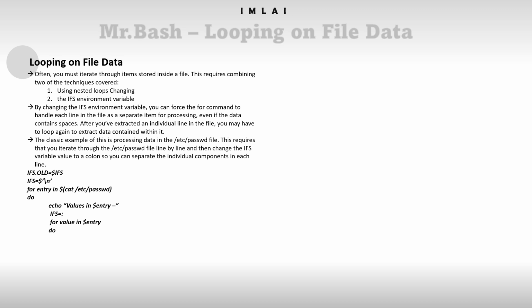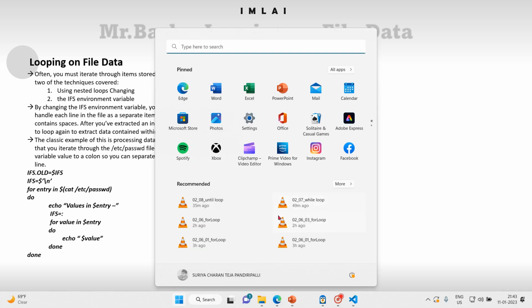And then one more inner loop for value. So this time each line will be bifurcated into different words based on the colon, based on the IFS environment variable. That's the inner for loop. Again, here we are using nested loops only. Let's take an example and let's run it.